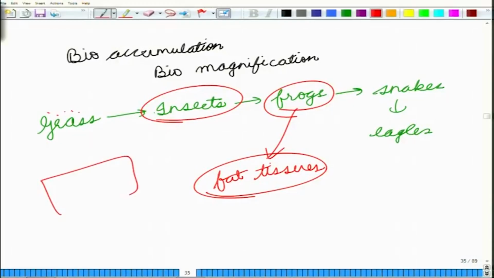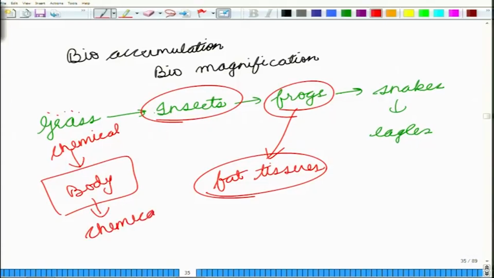So, you have the body of the organism, there is a certain rate at which the chemical is entering the body, and a certain rate at which the chemical is getting removed or destroyed. Now, if the rate of addition is greater than the rate of removal, we say that there is bioaccumulation in that particular organism.